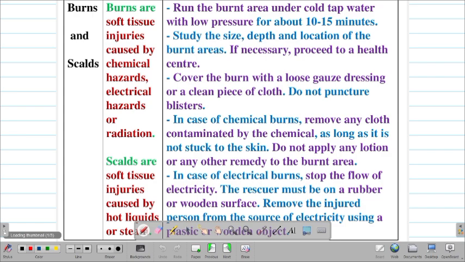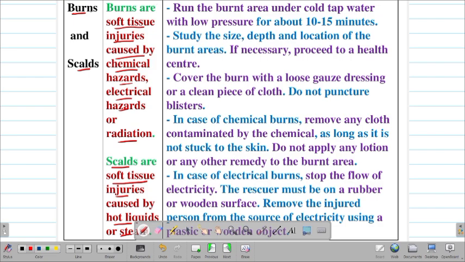Now, our next common laboratory accident is what we call the burns and the scalds. So burns are soft tissue injuries which are caused by chemical hazards, electrical hazards, or radiations. Whereas scalds are soft tissue injuries which are caused by hot liquids or even steam.